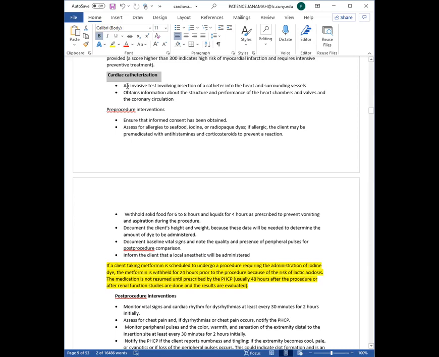Now we have the cardiac catheterization. This is an invasive test that involves inserting a catheter into the heart and surrounding vessels. It obtains information about the structure and performance of the heart chambers and involves valves and the coronary circulation. So they put a catheter through the heart, and this one will produce information.